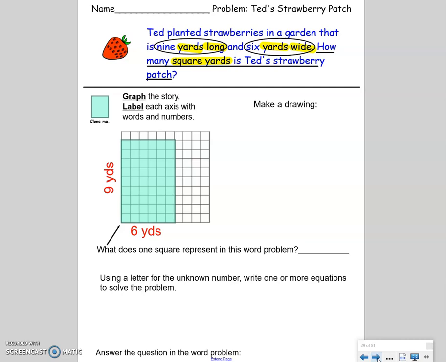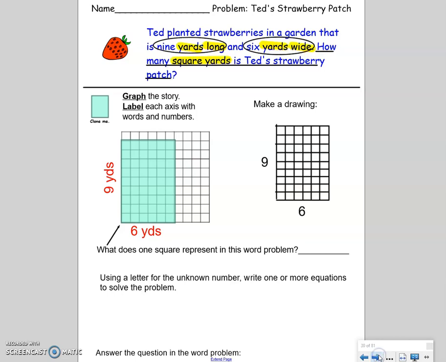Of course, if I wanted to find the total area, I could count every single one of these squares, but we have a better way of solving it. We'll talk more about that in a moment. I'm also going to draw a quick drawing of what this looks like. I'm going to go ahead and draw a 6 by 9 rectangle. There it is. It's 6 yards wide and 9 yards long.